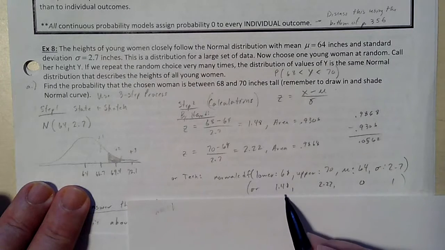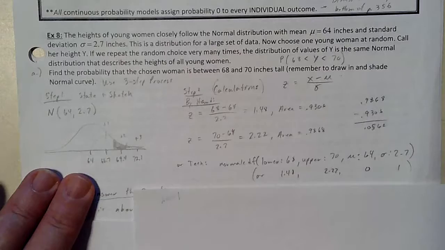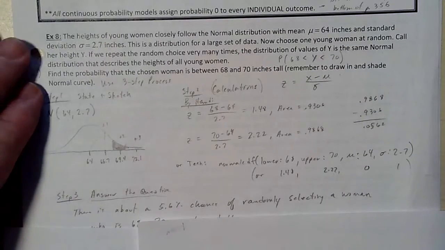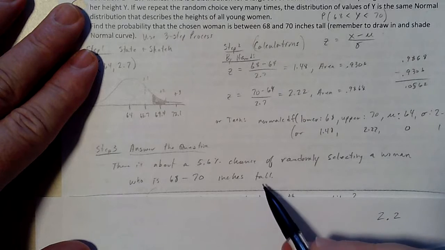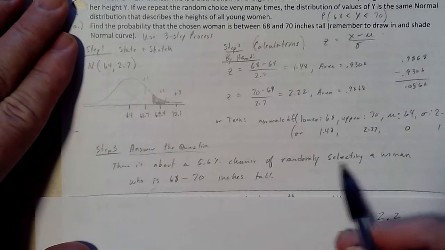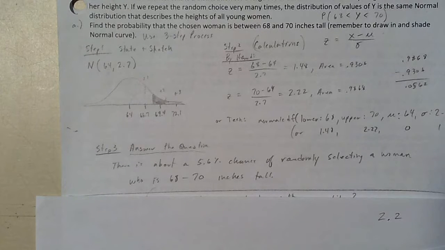Okay, or maybe use the z-scores. You could put the z-scores in here, and then you put a 0 here and 1 here. All right, so step 3 is to answer the problem. What did we just find? There is about a 5.6% chance of randomly selecting a woman who is 68 to 70 inches tall. All right, so really just put a probability spin on this.